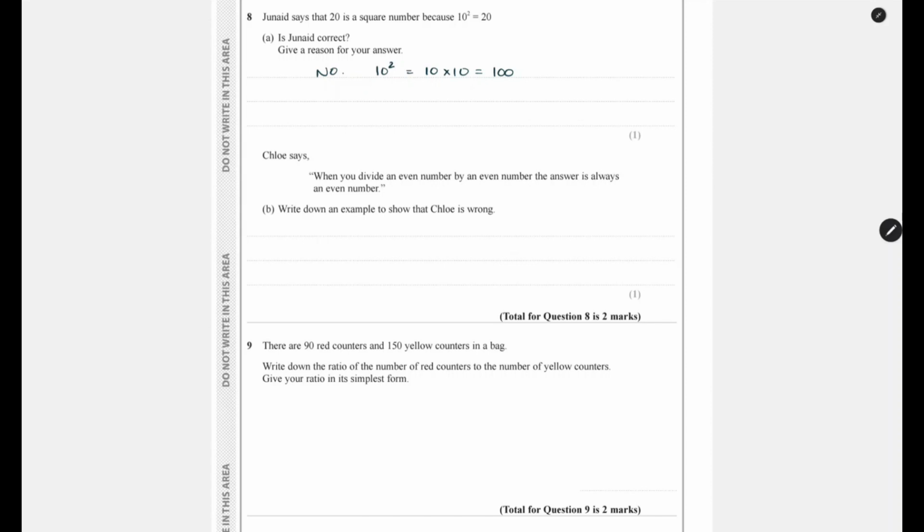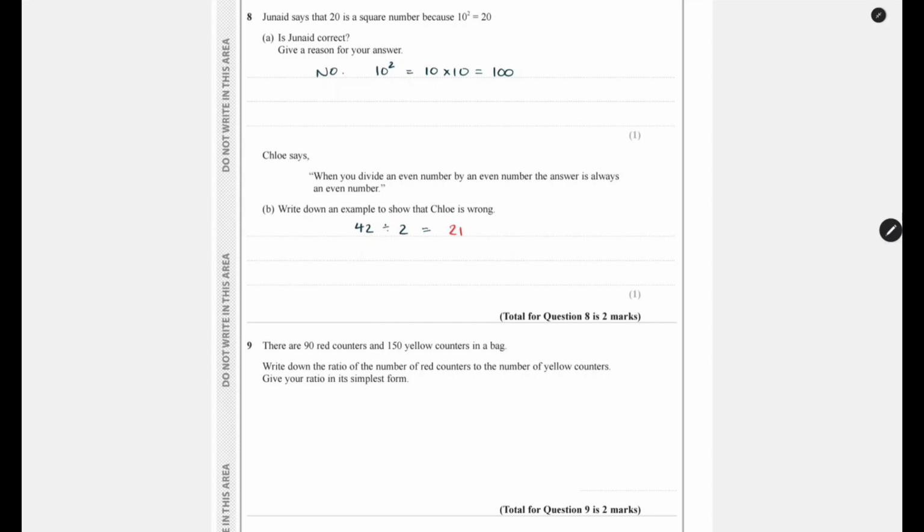Part B says, Chloe says when you divide an even number by an even number, the answer is always an even number. Write down an example to show that Chloe is wrong. Well, all we need to do is find an even number that if we divide by another even number, it gives us an odd number. So for example, if I have the number 42, which is an even number, and I divide that by 2, which is also an even number, it gives me 21. And 21 is an odd number, which proves Chloe wrong.